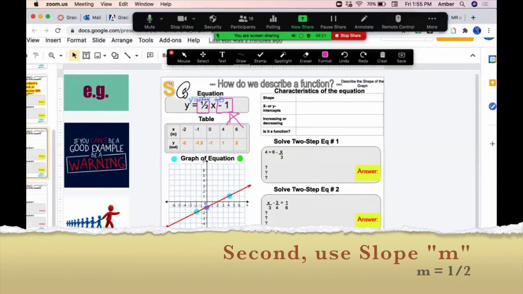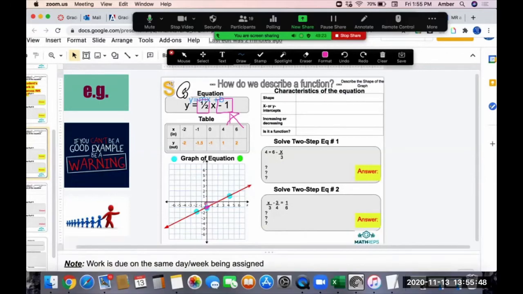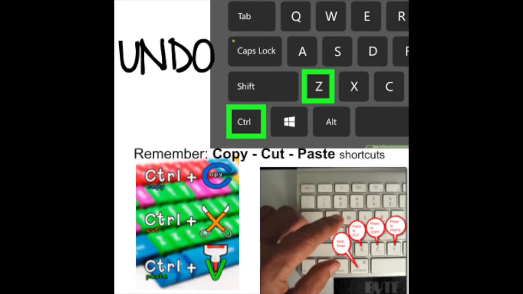And I did it with the crooked line, so that's why I did the undo. By the way, a button that you want to make your favorite is the undo. On your Chromebook, you just do Control Z, or on a PC, you do Control Z, and on the Mac, you do Command Z, okay, to undo what you did.